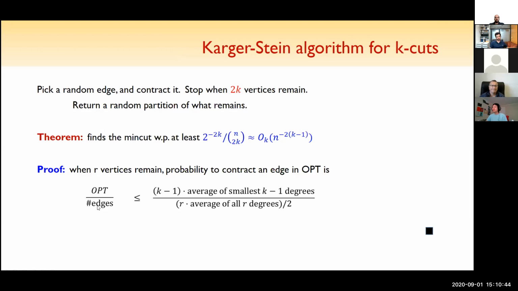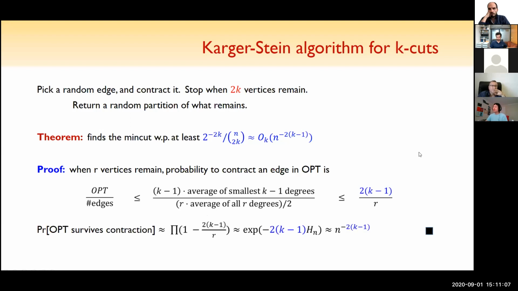And finally, the denominators are equal. The number of edges, by the simple handshake lemma, is equal to r times the average degree, which is the sum of the degrees over 2. And now we just use the fact that the average of the smallest degrees is at most the average of all degrees, so we get this bound. Finally, what is the probability that opt survives the contractions over all iterations? That's simply the product of 1 minus its failure probability, which we can estimate as n to the minus 2(k-1).